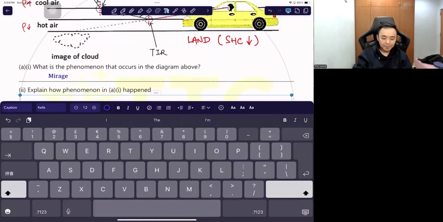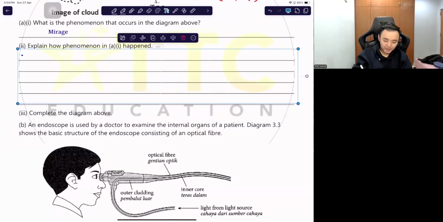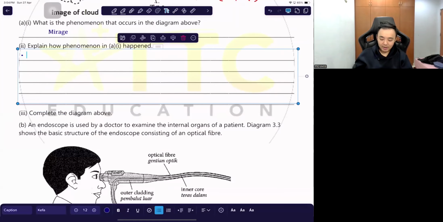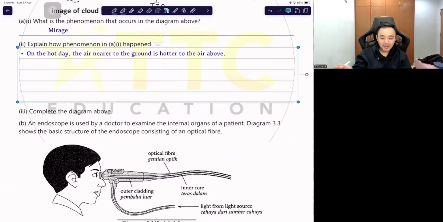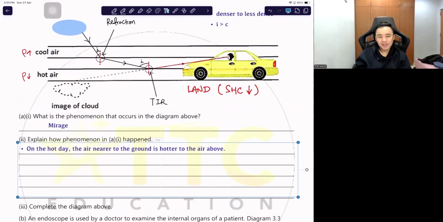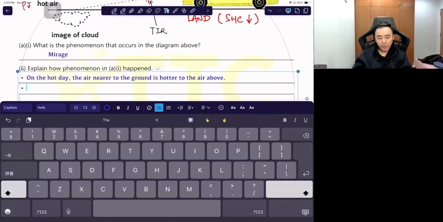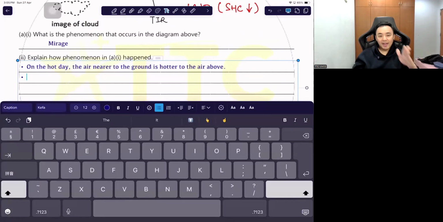First thing first, what do we say? Before you tell them about the light, what's the first thing we say? On a hot day, the air nearer to the ground is hotter than the air above. You can also say that it is because the land has a lower specific heat capacity, but this one is not really about the heat chapter, so I can just go through quickly. Just mention that on a hot day, the air nearer to the ground is hotter than the air above. Why is it like that? Because the land is hot, so the air nearer is hot.